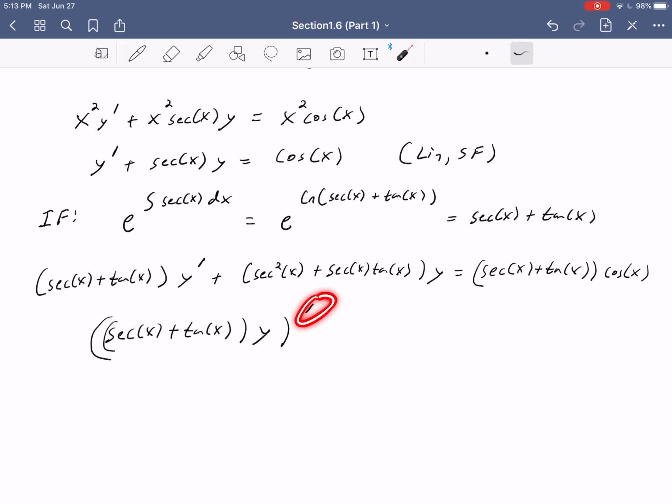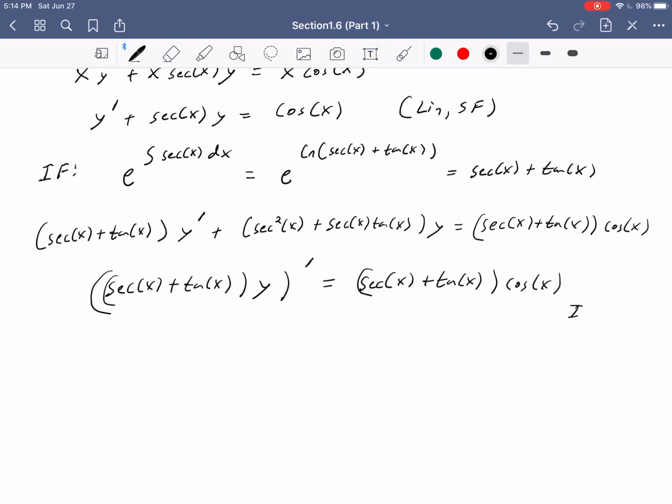Let's check. Derivative of secant x plus tan x. Derivative of secant is secant x tan x. Derivative of tangent is secant squared, and then the y would be left alone. Good. And then we leave this part alone, differentiate the y, and we get that. So this is absolutely a product rule. On the right-hand side, we've got secant x plus tan x times cosine x. Now we can go ahead and integrate with respect to x.